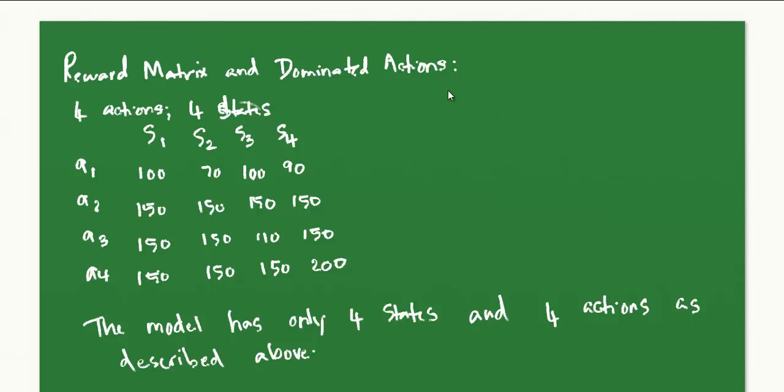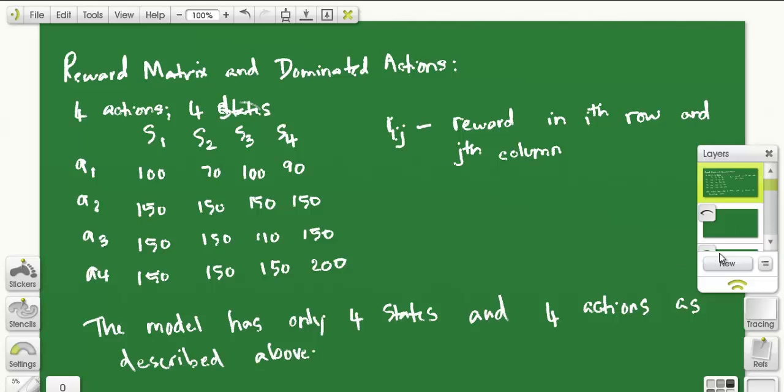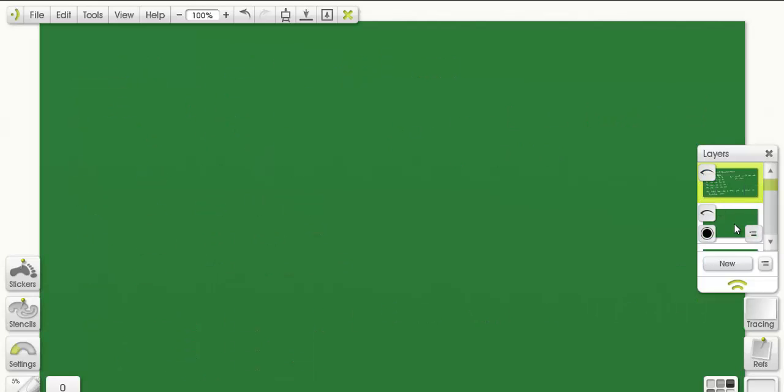So I can denote Rij as the reward in ith row and jth column. Now I'd like to know a dominating action. It is not always true that we will have a dominating action, but if at all possible, it's best to know the dominating action.